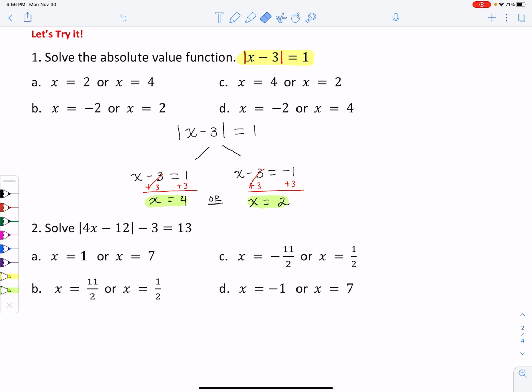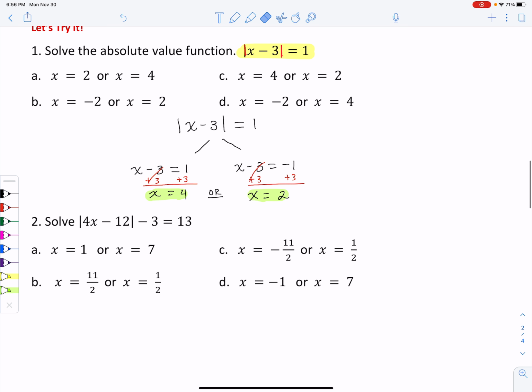All right, so that's all there really is to it. It's two equations in one. Let's look at number 2. The absolute value of 4x minus 12, and then minus 3 equals 13.